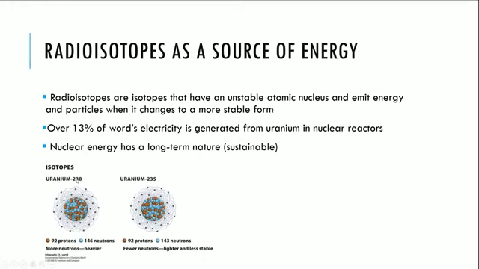So uranium-238 is heavier and more stable compared to uranium-235, which is the radioisotope, which is rather unstable. So as uranium-235 basically stabilizes, it emits energy, and that energy can be used as a source of energy.